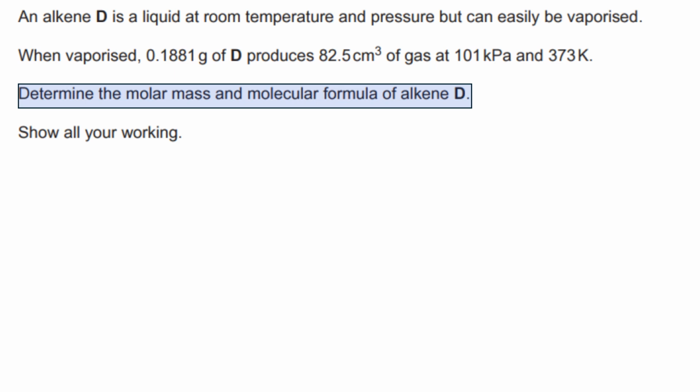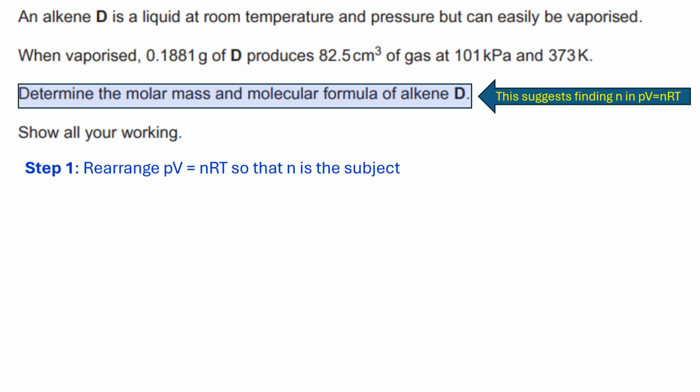So they want you to determine the molar mass, and this suggests finding n in PV equals nRT. So the first thing to do is to rearrange PV equals nRT so that n is the subject. I'm choosing n because n is related to molar mass by moles equals mass over molar mass. So look at the information you've been given. You've been given 82.5 centimeters cubed and 101 kilopascals. 373 Kelvin is already in the correct format, so I haven't highlighted that.